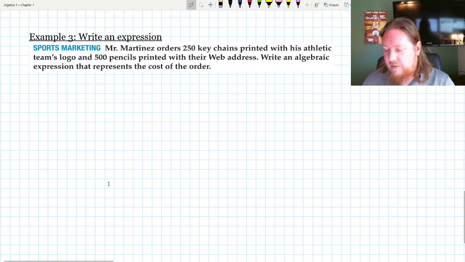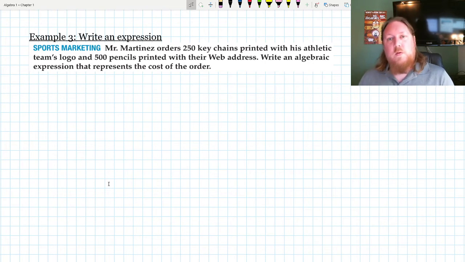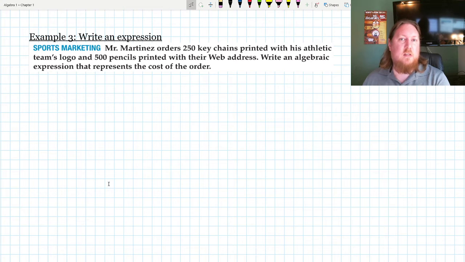Example 3, write an expression. So we're going to write an expression, and I look at it, and it's all words. This is just like the last example, except now there's more context to what's going on. There's a story involved with it.